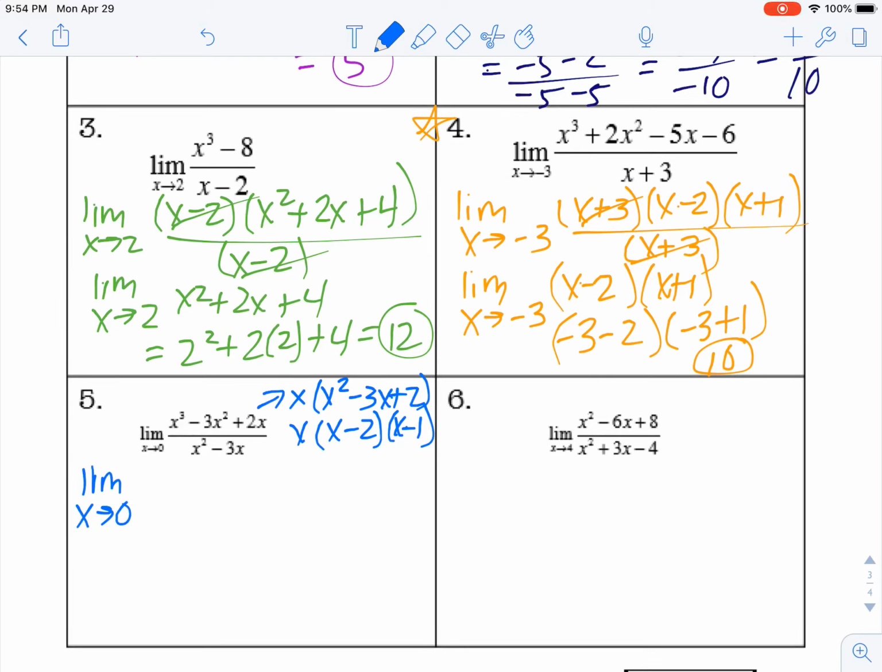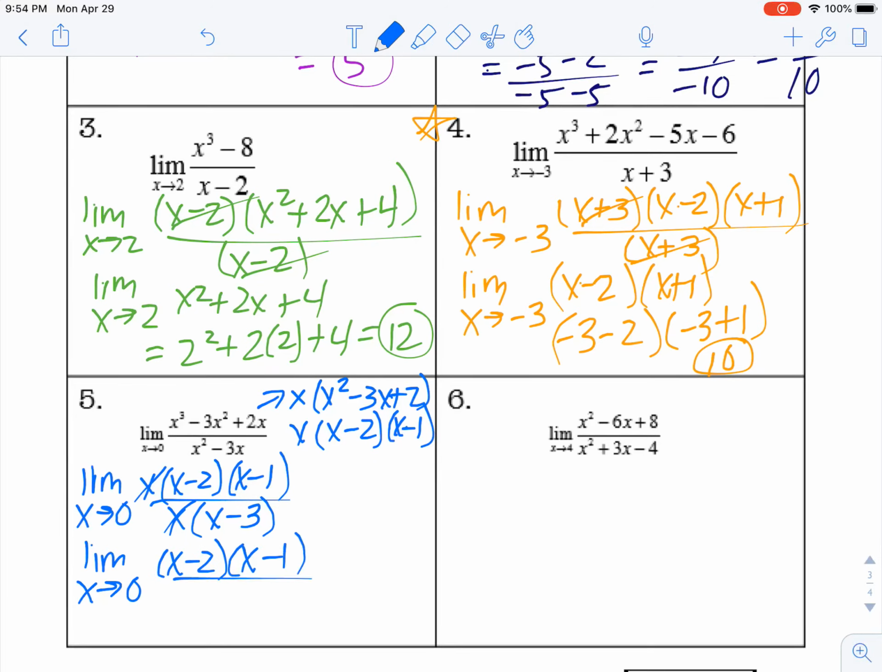Limit as x approaches 0 of x times x minus 2 times x minus 1 over x times x minus 3. Okay, so our x's, we can reduce that as x approaches 0. X minus 2 times x minus 1 over x minus 3. Okay, so now we're going to plug in 0, 0 minus 2, 0 minus 1 over 0 minus 3. So that's negative 2 times negative 1 over negative 3. That's going to be negative 2/3.